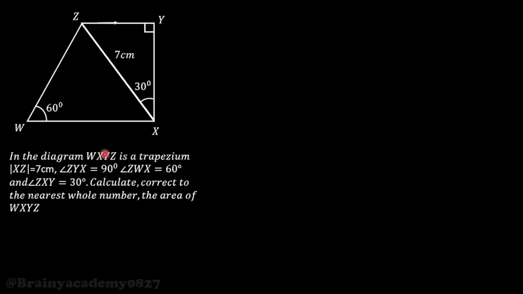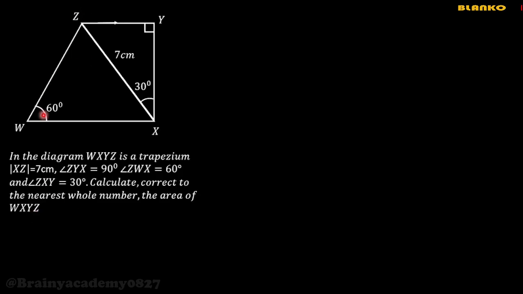In the diagram, WXYZ is a trapezium. The length XZ is 7 cm. Angle ZYX is equal to 90 degrees, angle ZWX is equal to 60 degrees, and angle ZXY is also equal to 30 degrees. Calculate, correct to the nearest whole number, the area of WXYZ. That is the trapezium, okay? Area of the trapezium.